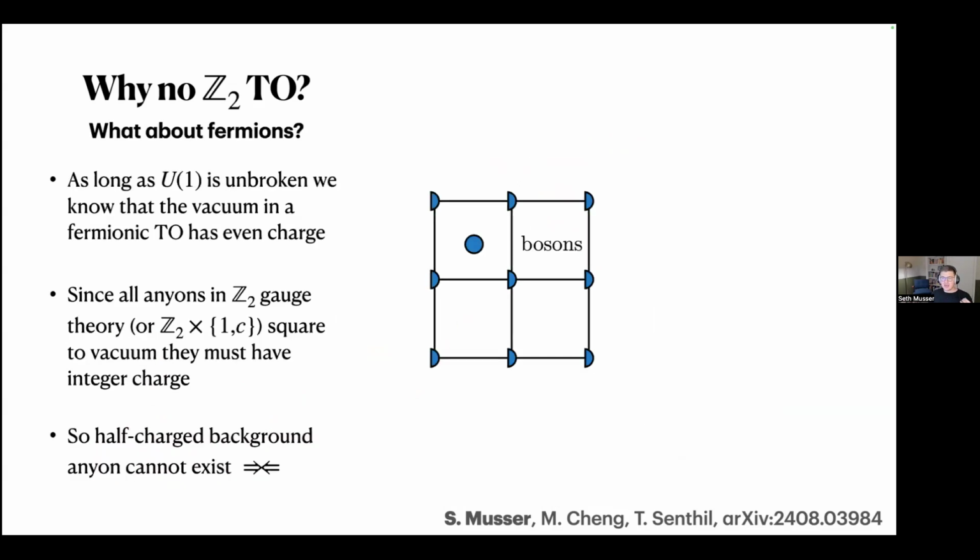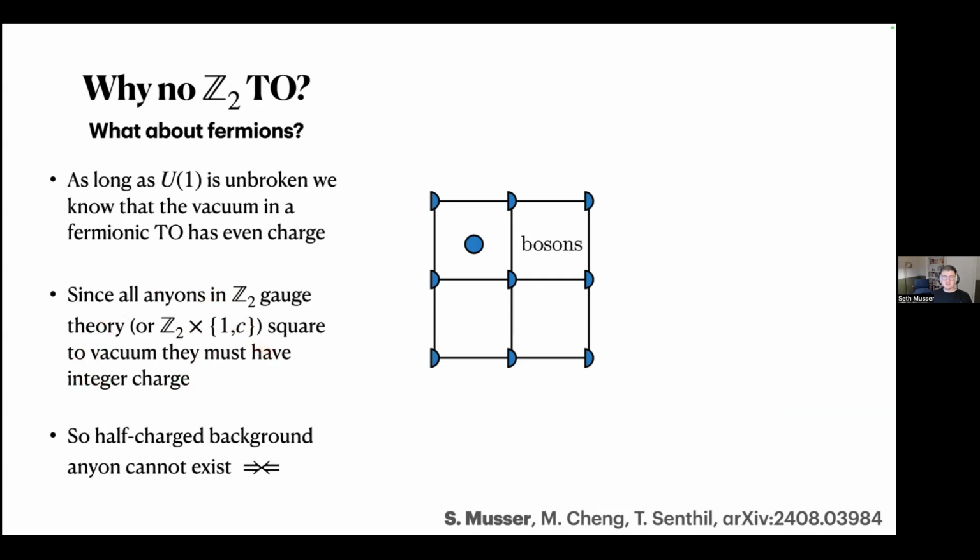But for fermions, I have an issue. If U1 is unbroken for fermions, the vacuum in a fermionic TO has even charge, or said another way, the only anyon that can be identified with the vacuum is one with even charge. You can kind of think of this as like the only thing we can condense in a fermionic topological order is the Cooper pair. So we need two fermions. But let's suppose by contradiction we could realize Z2 topological order.